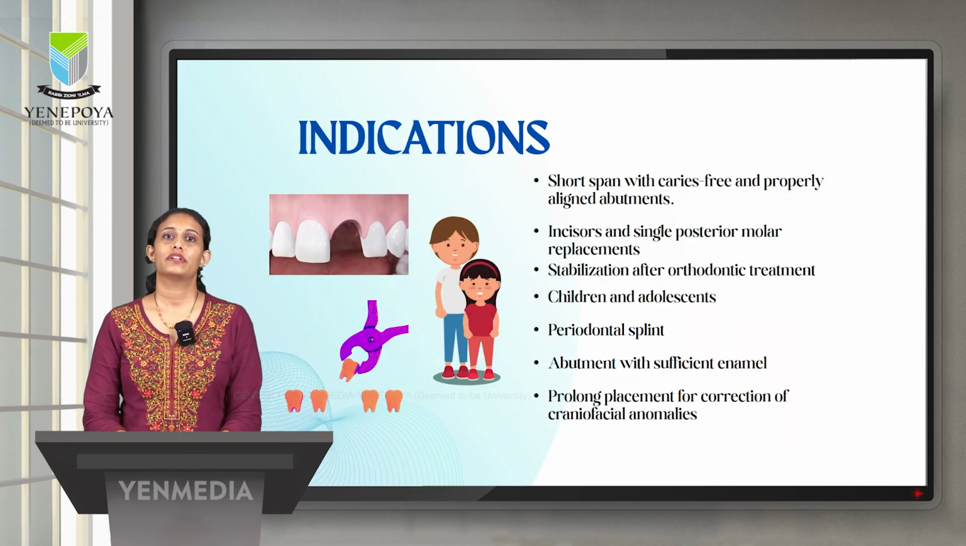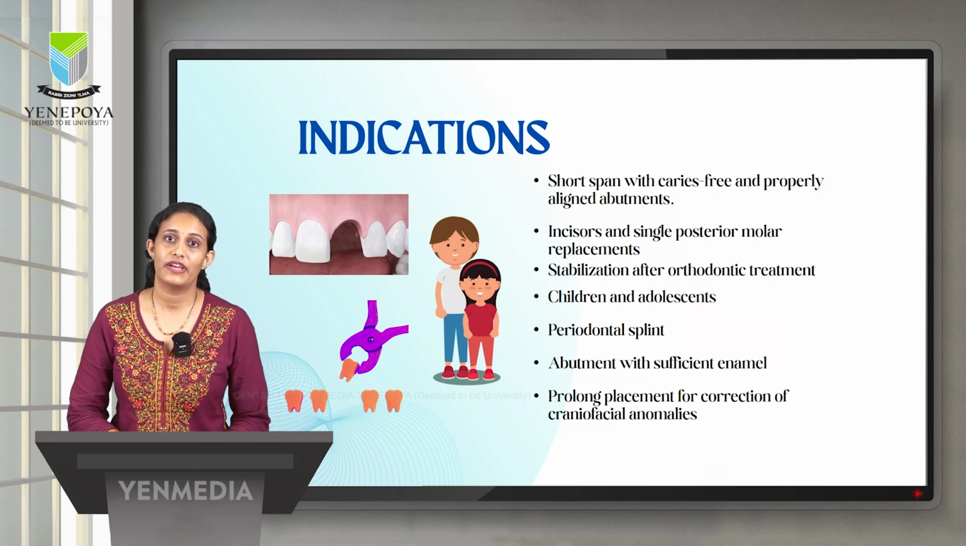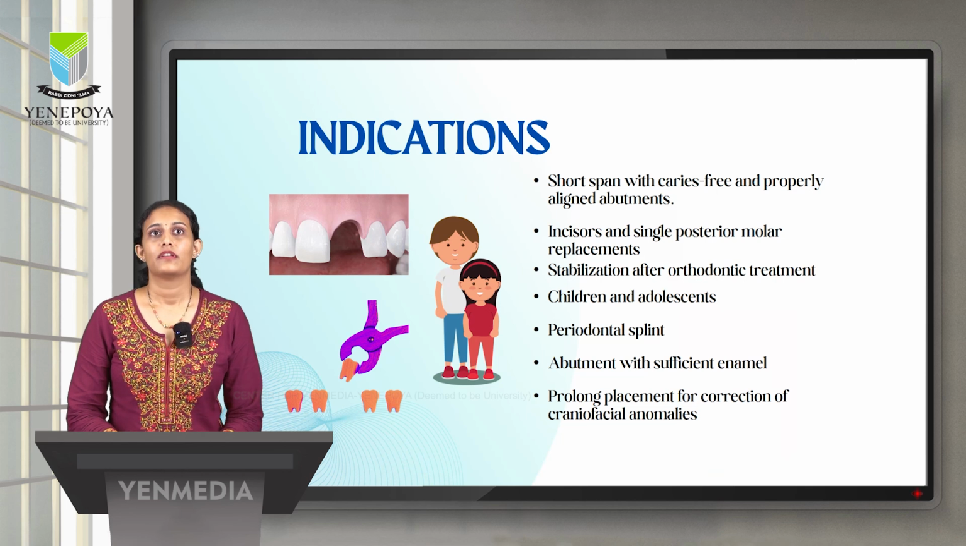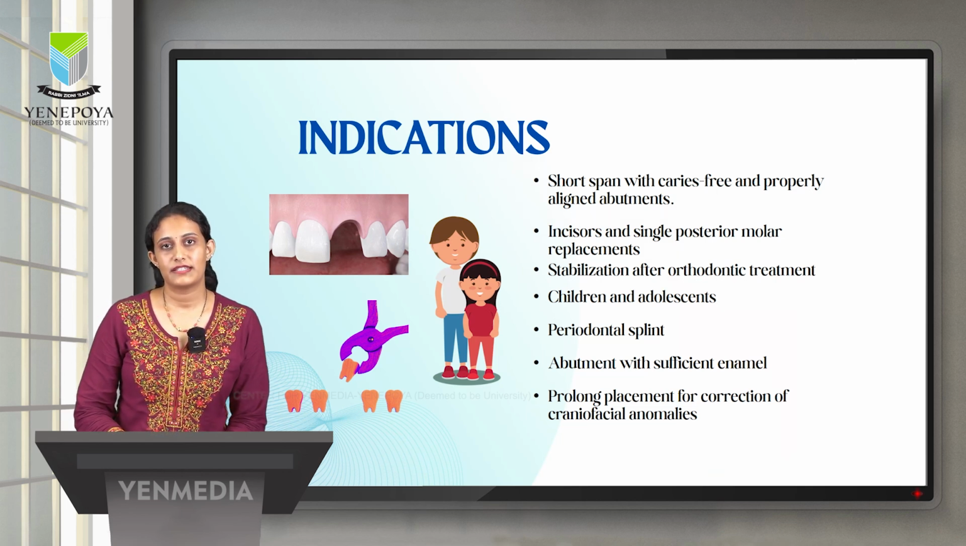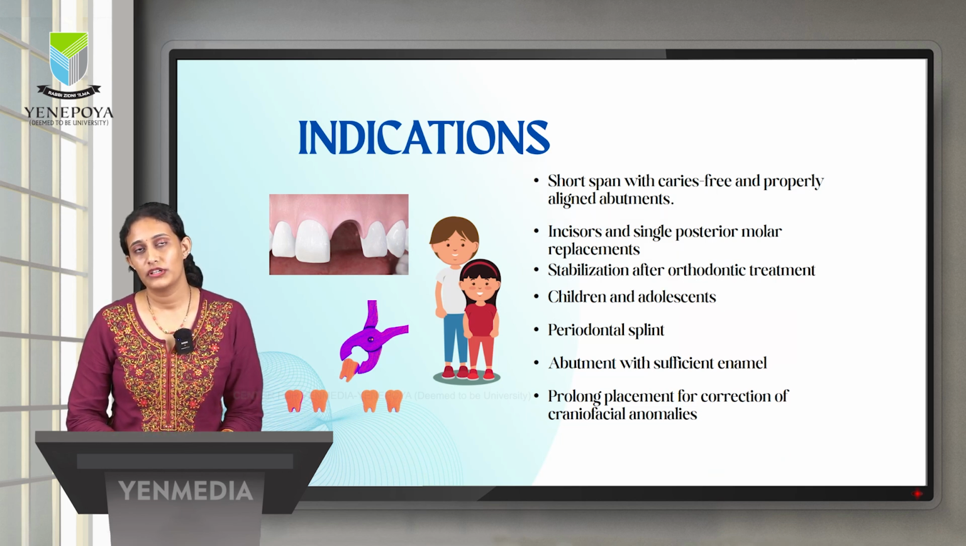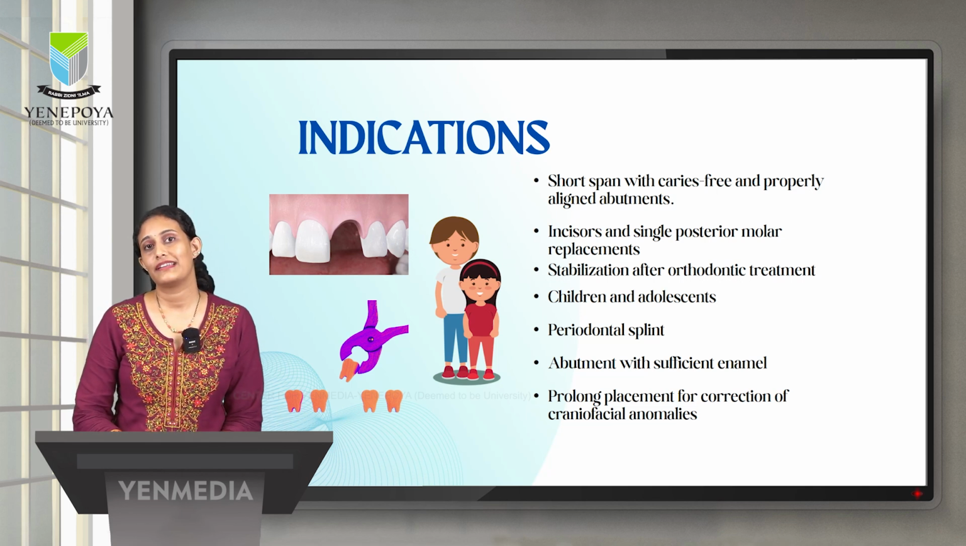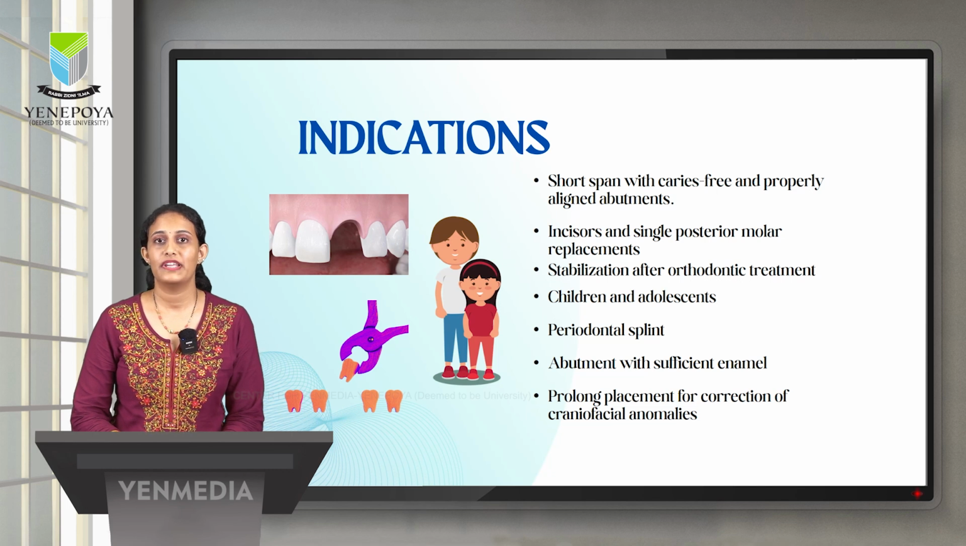Now that we know what a resin bonded bridge is, let's see where these resin bonded bridges are indicated. When you have a single missing incisor or a single missing molar, you can consider this when the abutment teeth are caries free and they are properly aligned. Also, it should be a short span edentulous space.